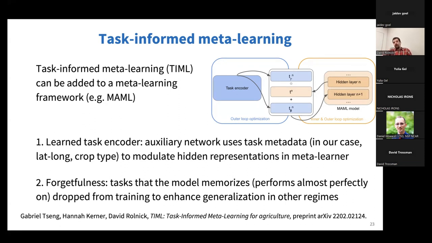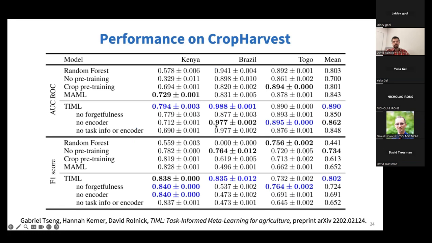This is to prevent the model from overfitting to some particular task. When a task is memorized, so it's performed almost perfectly on, that gets dropped dynamically from training so that you can generalize to other regimes as well. That deals with data imbalance across different tasks. So we can see here that our performance on CropHarvest, which is that data set that I showed before, is much better than the prior approaches. We compared to very fancy approaches to MAML too, which I haven't shown here, but it also outperforms those approaches. So incorporating this information is really valuable.